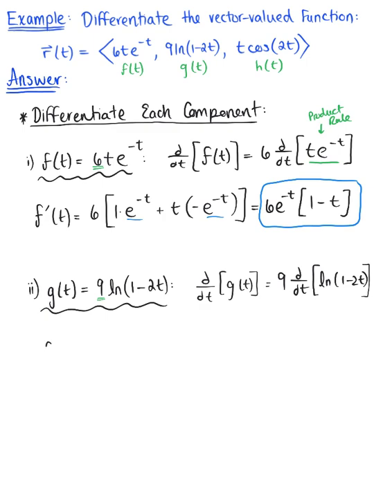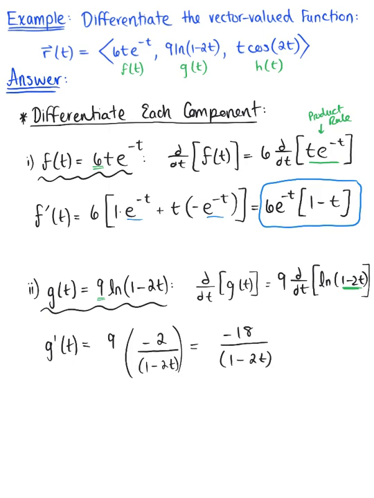So here we go, g prime of t is equal to 9 multiplied by, so with a natural logarithm, don't forget it's the derivative of the inside, or the argument, which is negative 2, all over the original argument, which is 1 minus 2t. And of course, we want to simplify. This leaves us with negative 18, all divided by 1 minus 2t. So there is the derivative of the second component, g prime of t. And we're ready for our last part.